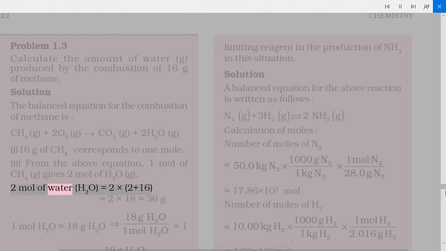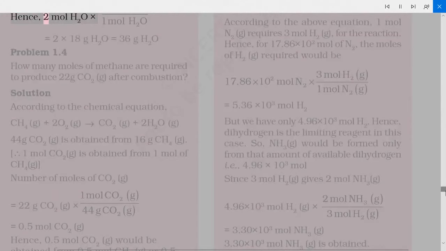2 mol of water, H2O, is equal to 2 times (2 + 16), which is 2 times 18, equal to 36 g. 1 mol H2O is equal to 18 g H2O. Hence, 2 mol H2O times 18 g H2O per 1 mol H2O is equal to 2 times 18 g H2O, which is 36 g H2O.